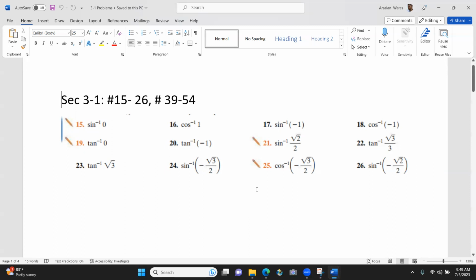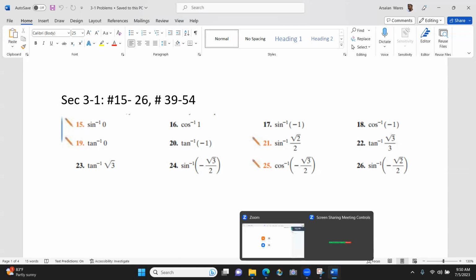Just to let you know, we are doing sine and cosine. We are looking for our angle in the first and the fourth quadrant. For sine and tangent, we're looking for the answer in the first and the fourth quadrant. For cosine, first and the second. Let's grab the very first problem.